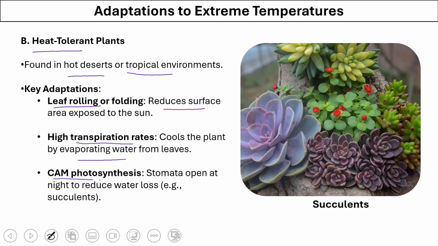These plants are usually the CAM photosynthesis plants because they keep their stomata open during the night and they perform most of the gas exchange at night because they want to prevent the loss of water.